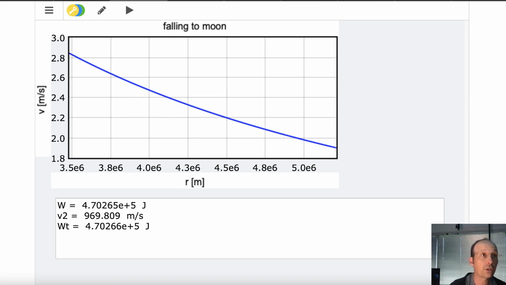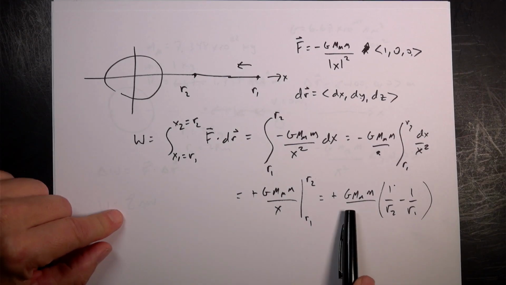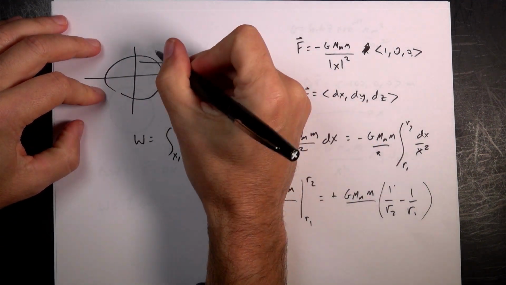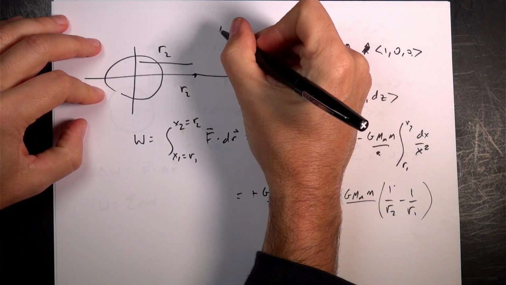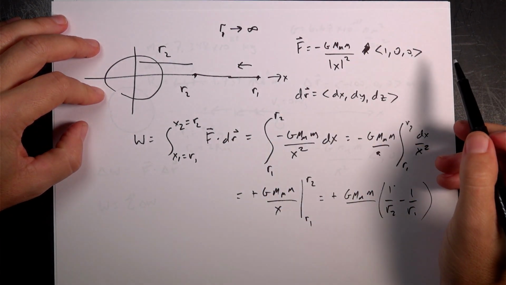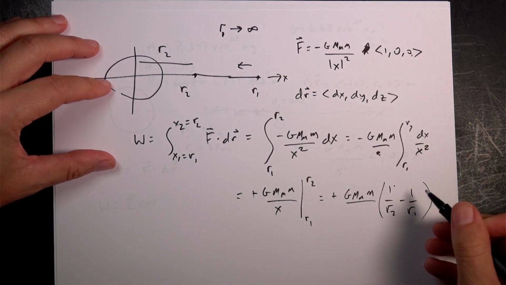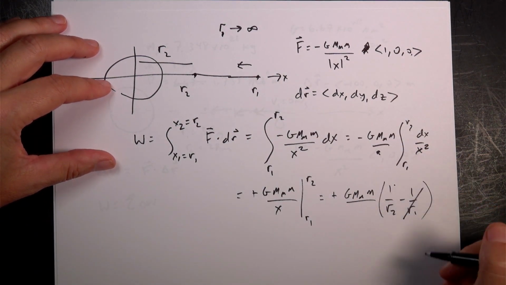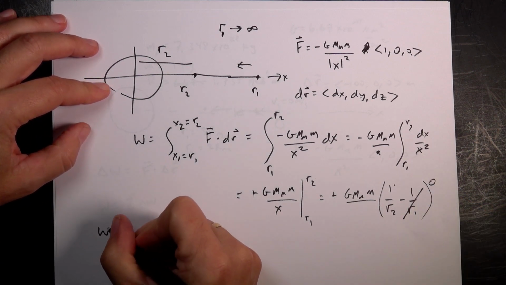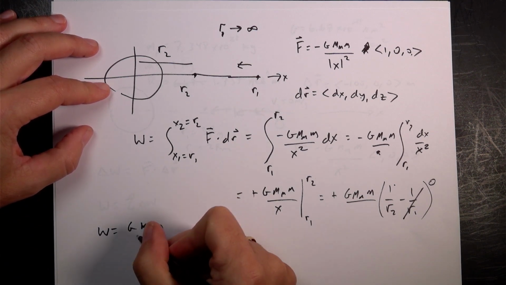One more thing. Let's go back to the paper, and I'm going to show you one more thing. So let's take this. What if I want to find the work going to a distance R2 starting with R1 going to infinity? So if I start at an infinite distance away and let it fall down to R2, well, over here all I have to do is let R1 go to infinity. If R1 goes to infinity, that's gone, right? This is approximately 0. So the work done would be G, mass of the moon, mass over R2.